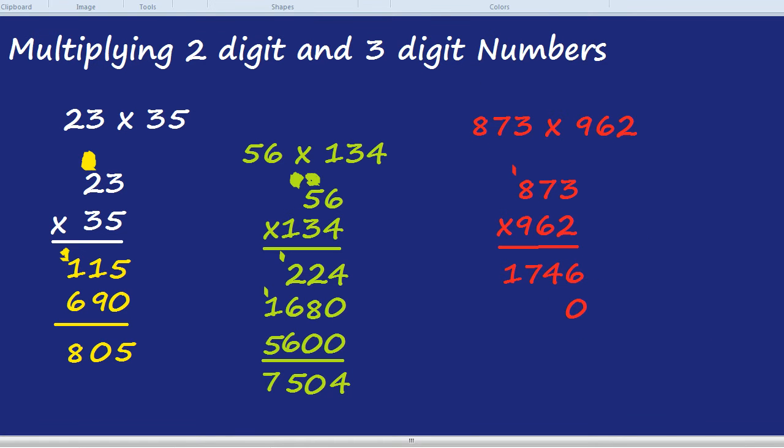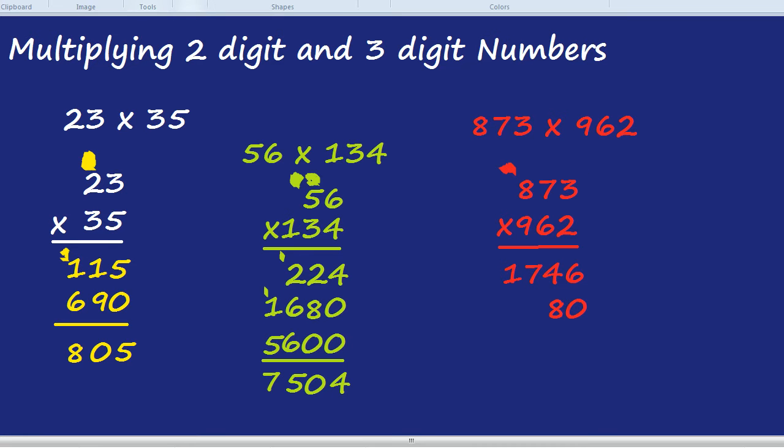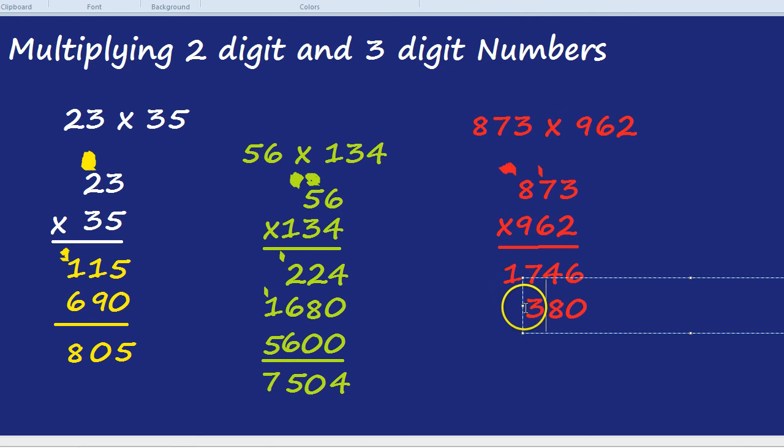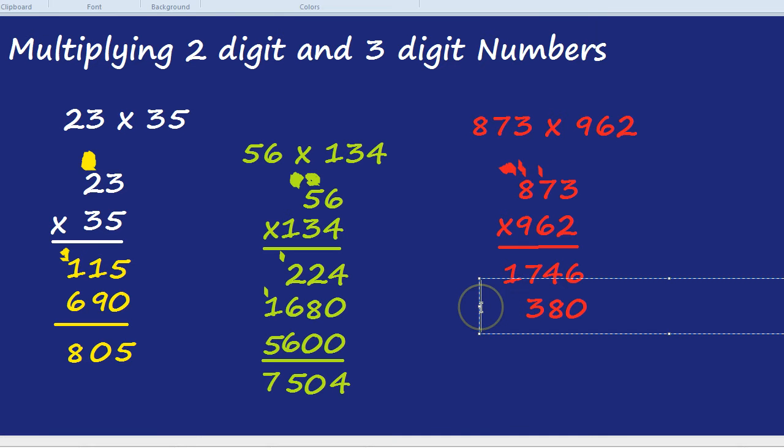Now we're going to first cross out our numbers from before so we're not confused. 6 times 3. 6 times 3 is 18. We put the 8 down here and the 1 above the next column. 6 times 7. 6 times 7 is 42. Add the 1 becomes 43. We put the 3 down here and the 4 above the next column. Finally, 6 times 8 is 48. Don't forget to add the 4. 48 plus 4 is 52. So we write the 52 down here.